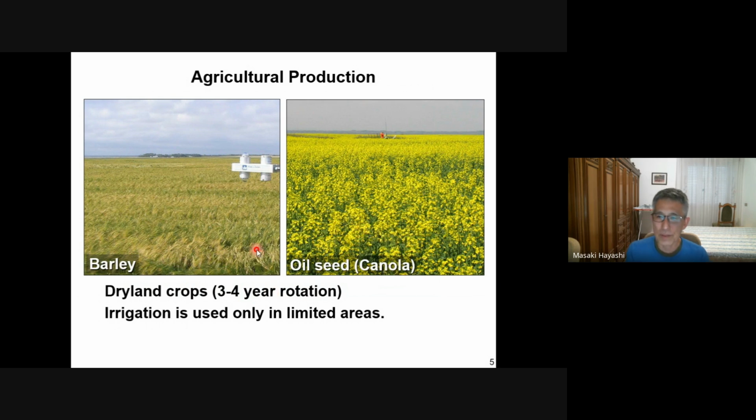One important thing to remember is this is dryland agriculture. There's very little irrigation. In some parts they irrigate, but not much. Groundwater is not used for irrigation in the northern prairie region of Canada. So they grow what they can grow in dryland agriculture, such as barley and oilseed.